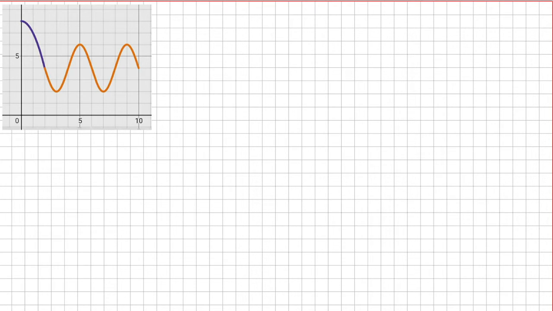So we know that the sine starts in the midline. And let's look at first the amplitude. The amplitude will be half of the max minus the minimum. So the maximum here is at y equals 6. The minimum is at y equals 2. 6 minus 2 is 4. Half of 4 is going to give us 2.